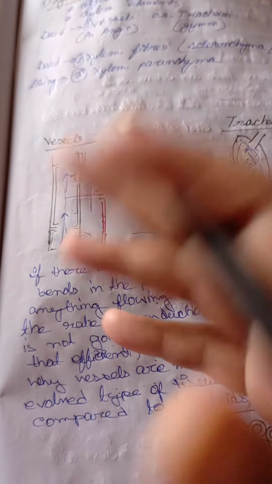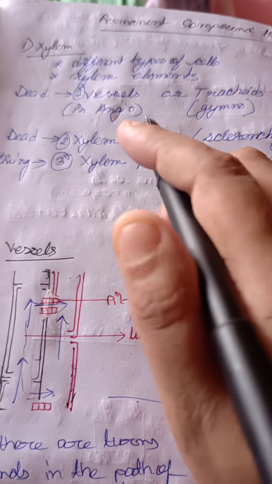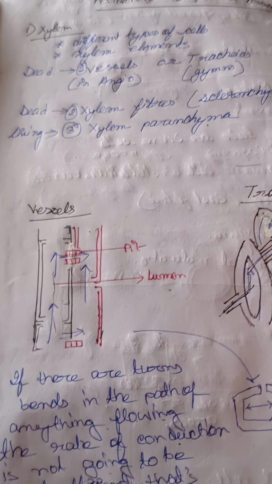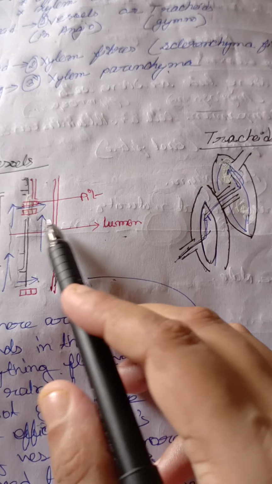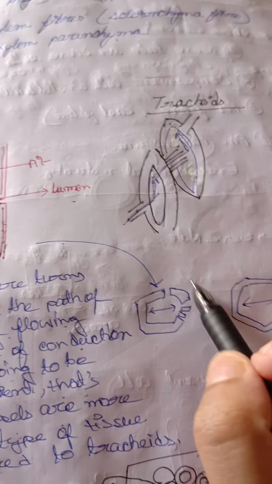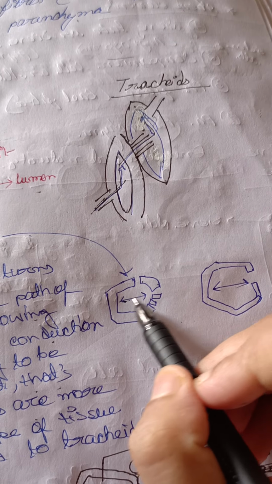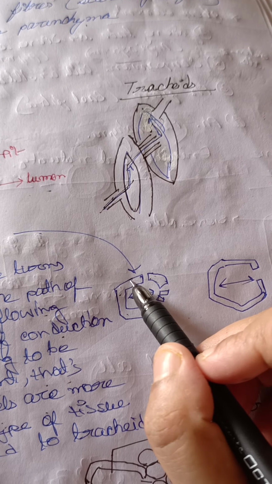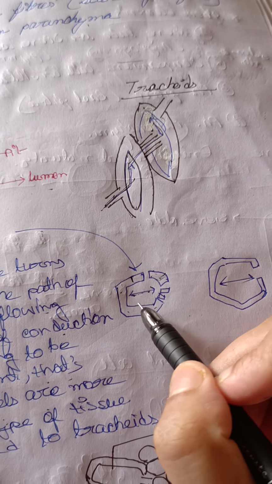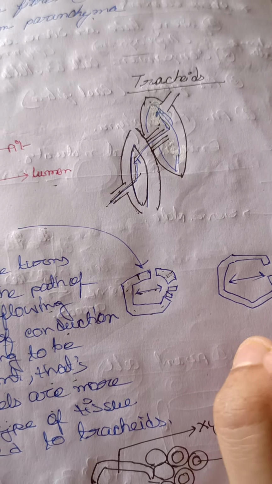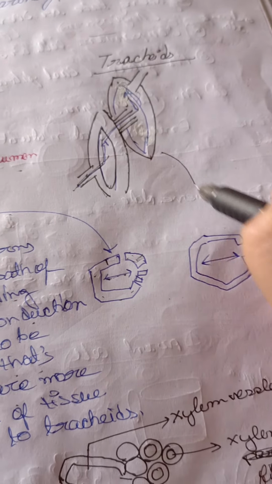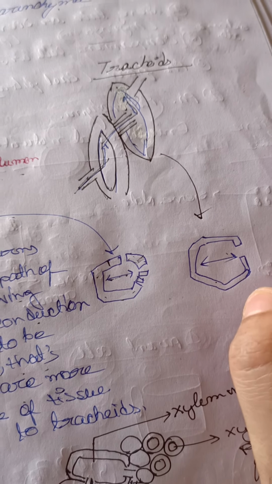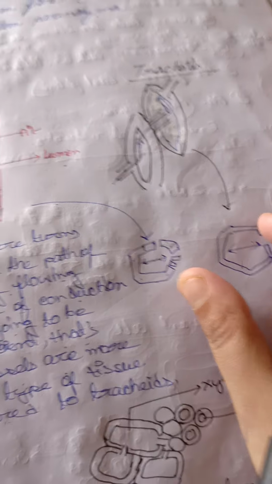So vessels are more evolved. That's why this is found in angiosperms. Angiosperms are the most evolved type of plant compared to gymnosperms. Clear? If we draw the inner part of this structure, a section under the microscope, we will see the lumen is so small because in the wall there is more lignin deposition. That's why the lumen is small. But in tracheids, the lignin deposition in the wall is less, that's why the lumen is larger, right? So this is the difference.